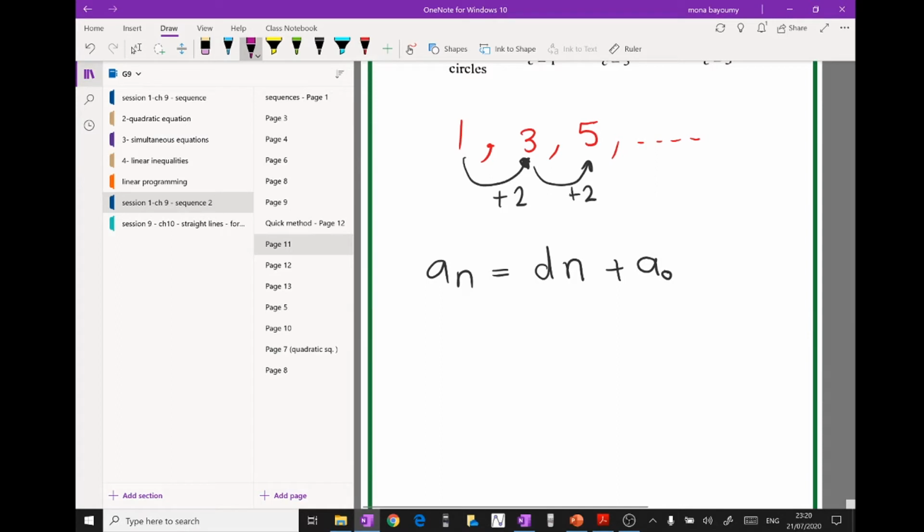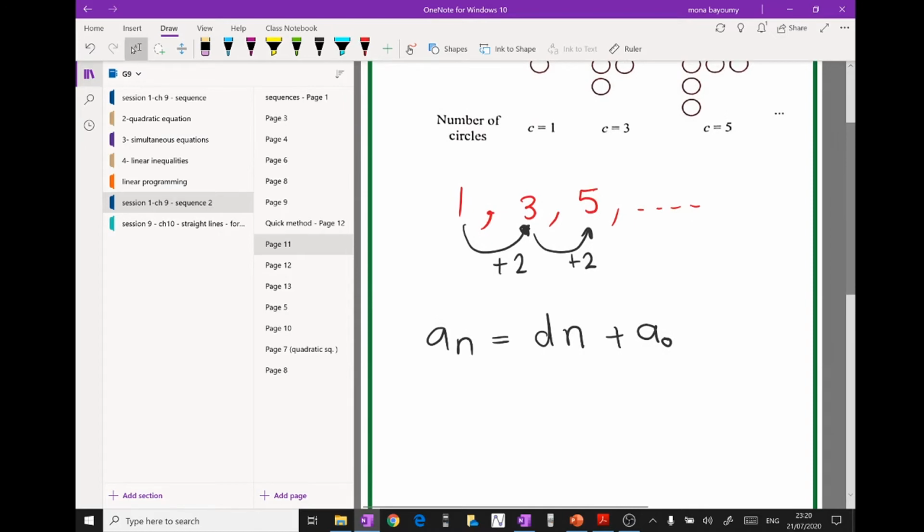D is the common difference. What's A0? The zero term. How can we find the zero term? To find the zero term, we have here A1, A2, A3. To find A0, you have to inverse the operation. Here it is positive 2, now it's going to be negative 2 or minus 2. 1 minus 2 will be negative 1. Okay?